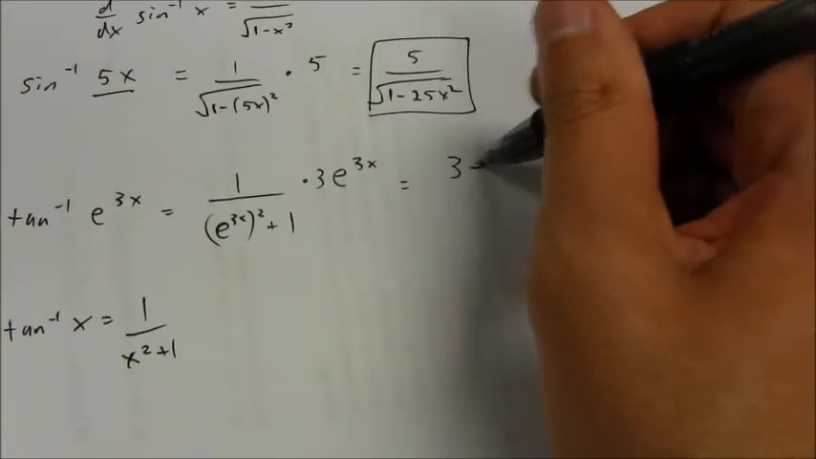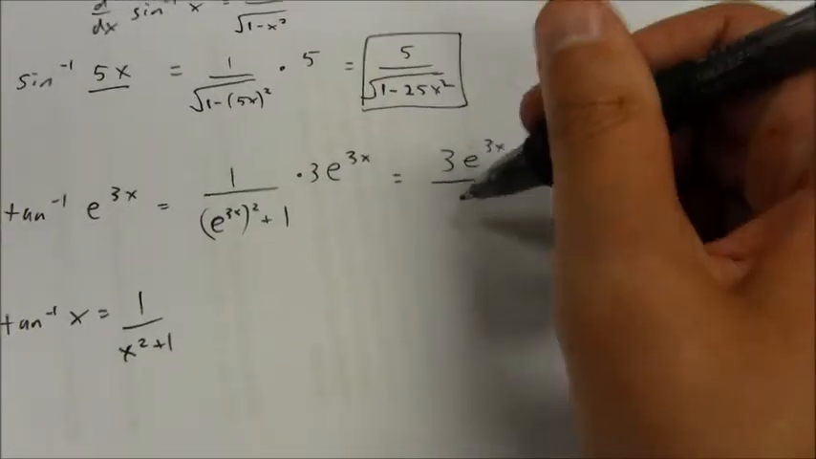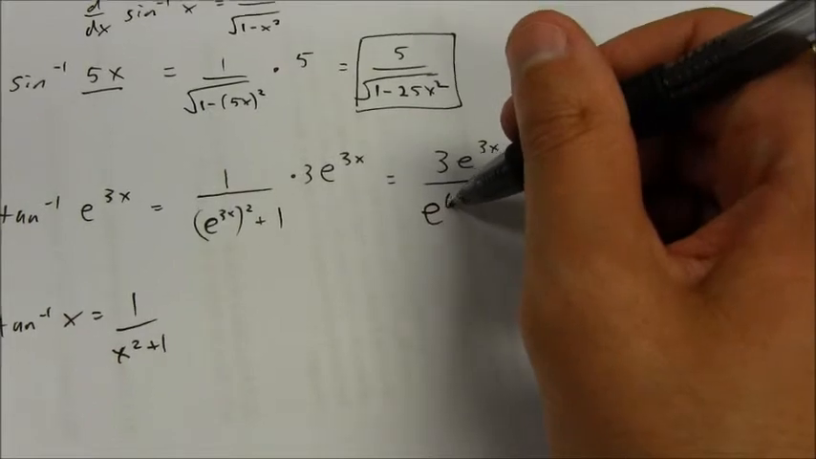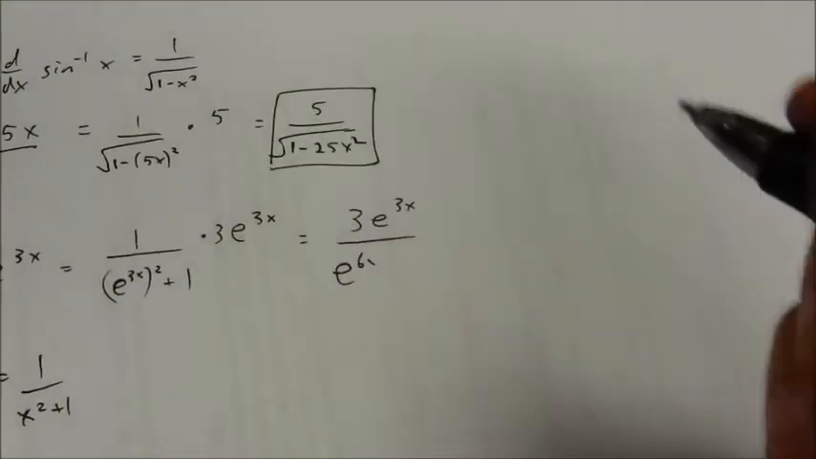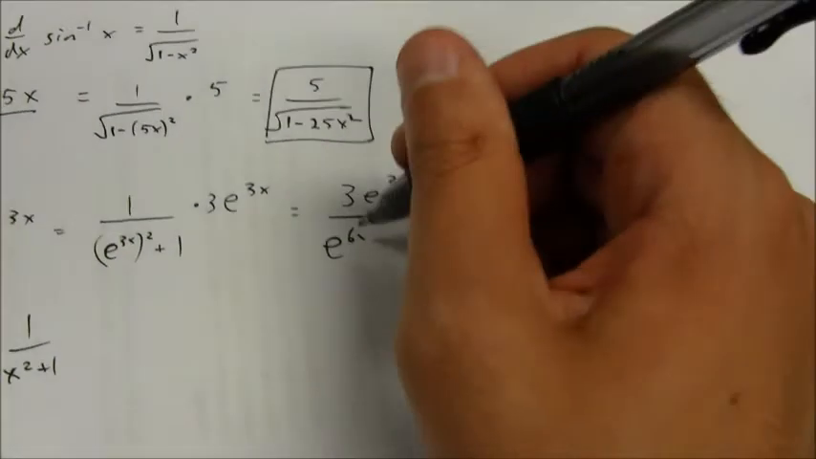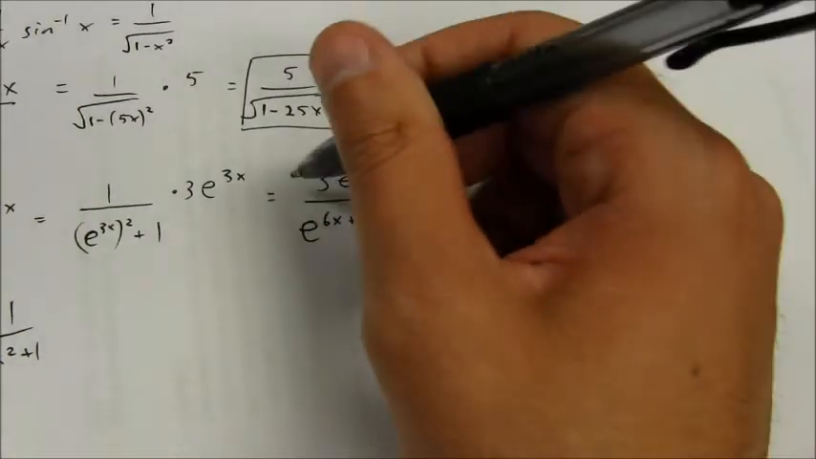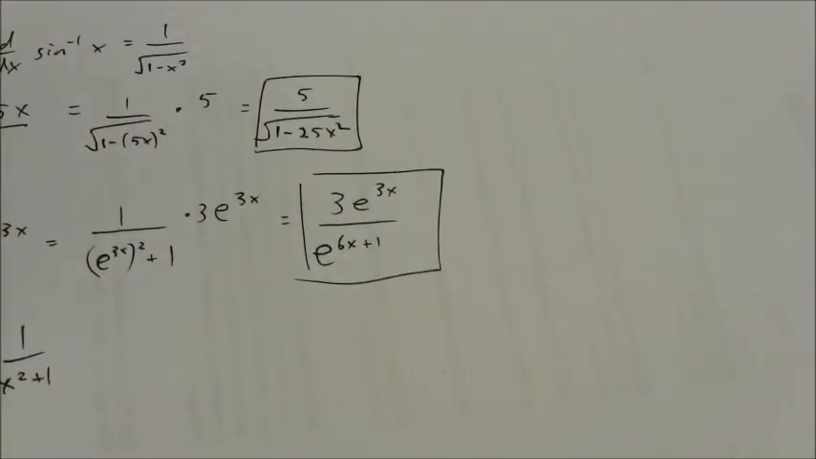And so that's going to be 3e to the 3x all over e to the 6x. Maybe you multiply the exponents here, so it's 3x times 2, power to a power, 6x plus 1, and that's your final derivative.